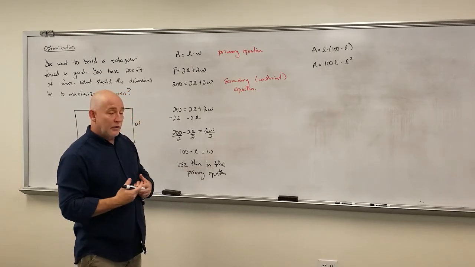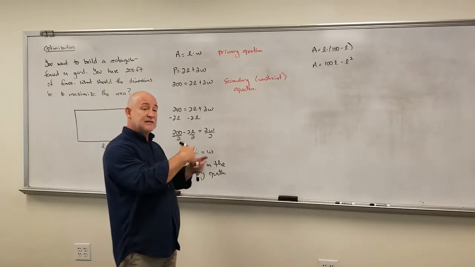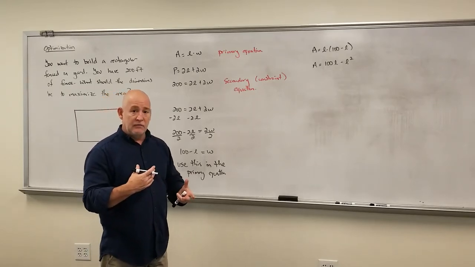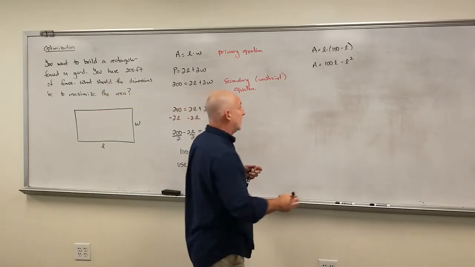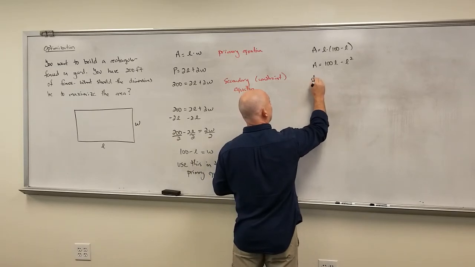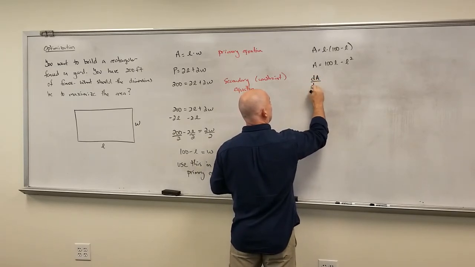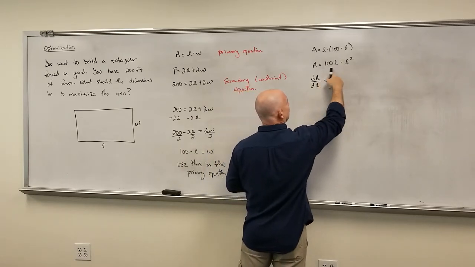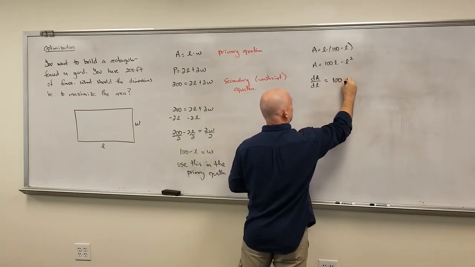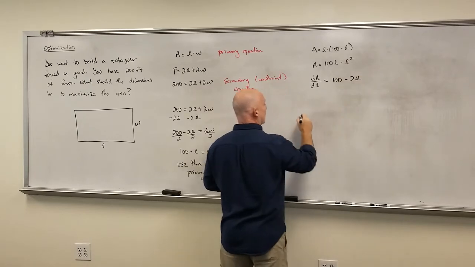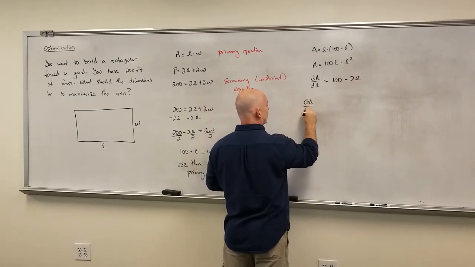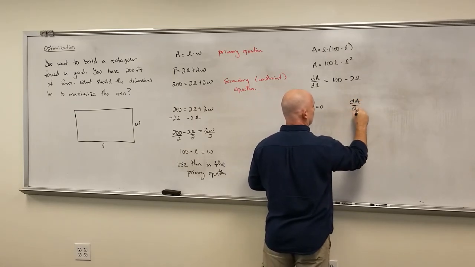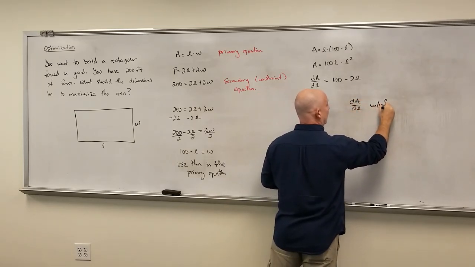Now you can use the prime notation here if you want to. You could write that as A prime. But it's really helpful to see this in terms of the differential notation or the Leibniz notation. So we're going to look for the derivative of A with respect to L. So the derivative of this with respect to L is 100 minus 2L. So we want to know where that derivative is equal to 0 or where that derivative is undefined, like always.